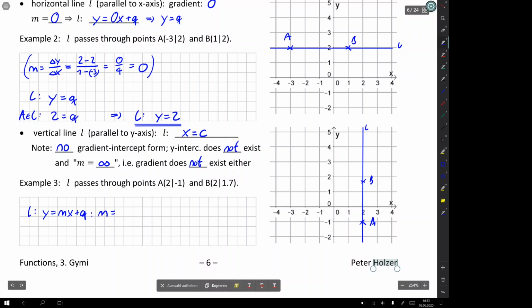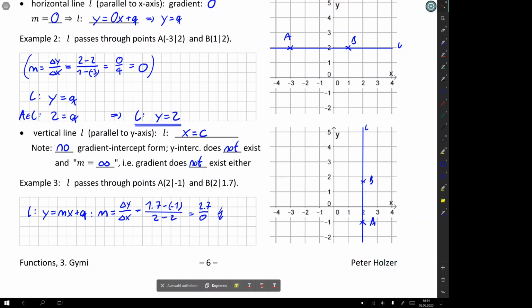Well, m is delta y divided by delta x. So we have to take y_B minus y_A, 1.7 minus (-1), divided by delta x, x_B, 2, minus x_A, again 2, and we find 2.7 divided by 0, and this is not allowed. We are not allowed to divide by 0, and that's the moment when we realize, oh, why did this happen at all? This happens because the points lie on a vertical line, so the line we're looking for is a vertical line.